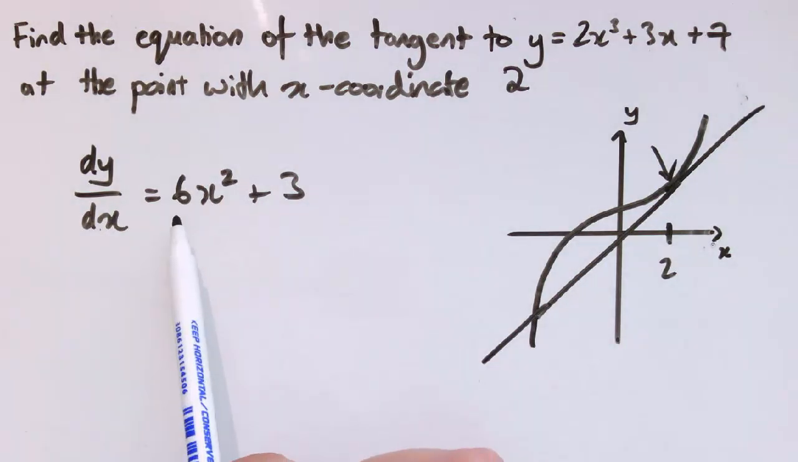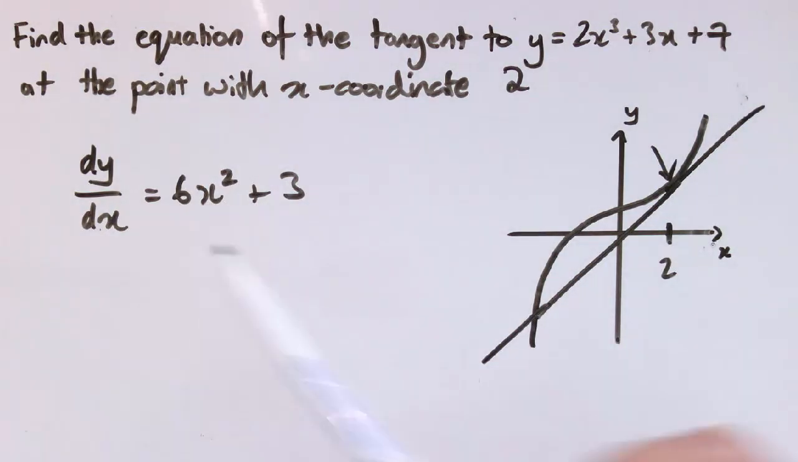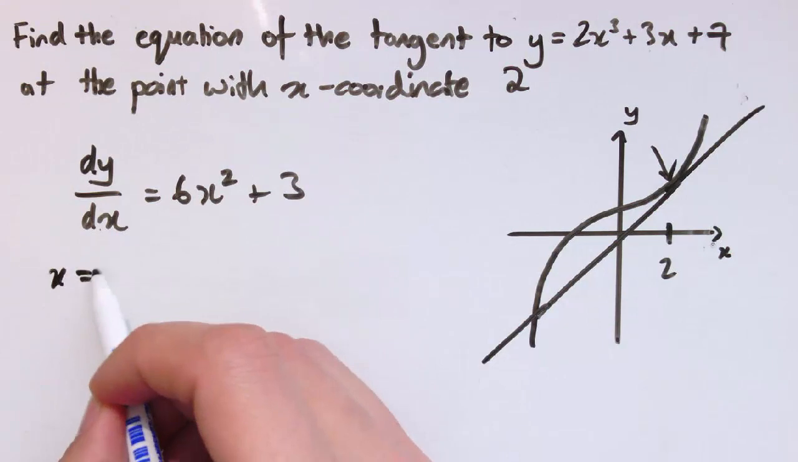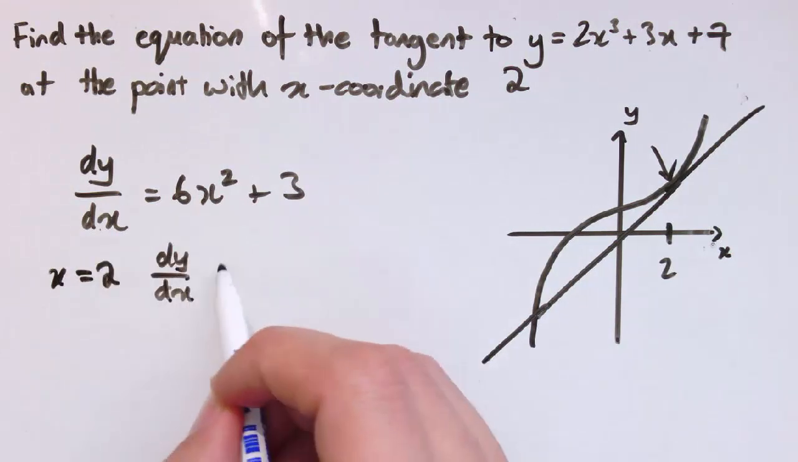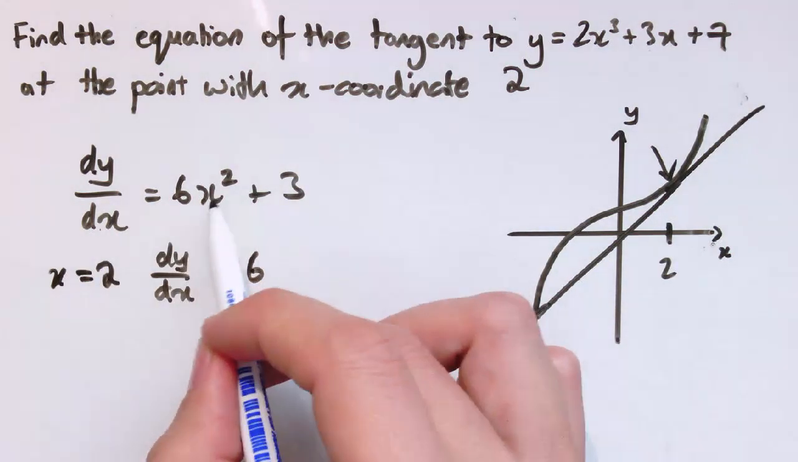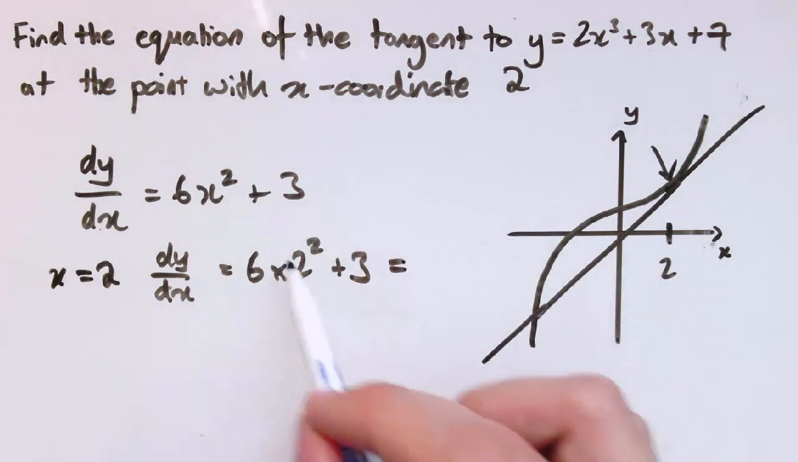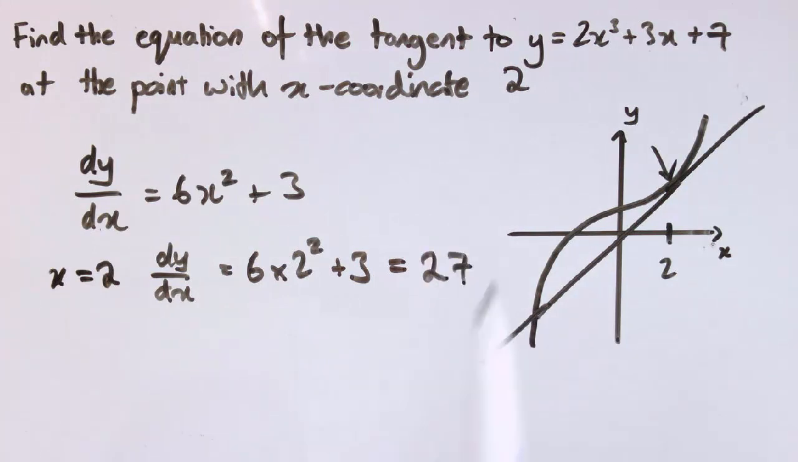You can see here it's 6x squared plus 3, so actually this is always positive, and we can see that's kind of true in the shape of the graph here. The gradient is always going upwards. Some cubics will have turning points and they'll go up and down, but this one goes up everywhere. And when x equals 2, dy by dx, well, we have to just put 2 in here, so it's 6 times 2 squared plus 3. So that's 6 times 4 is 24, plus 3 is 27. So that's the gradient of the curve at that point.